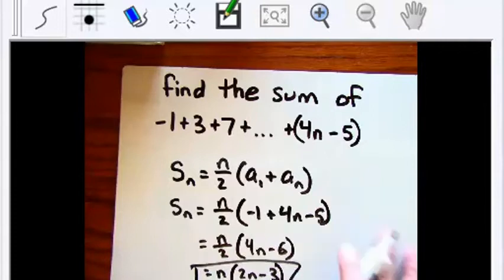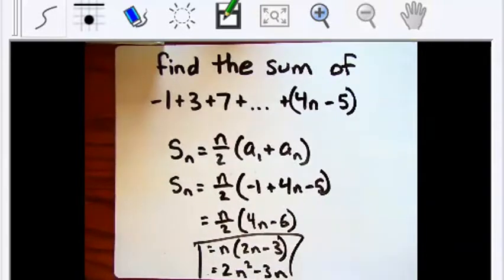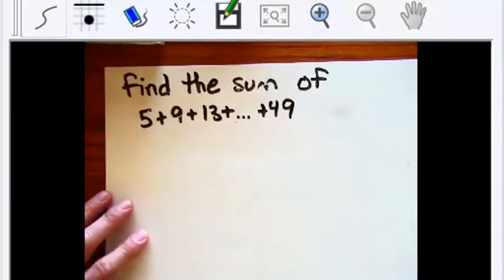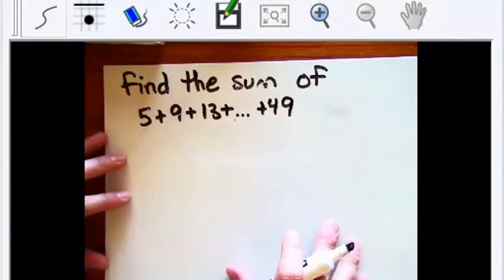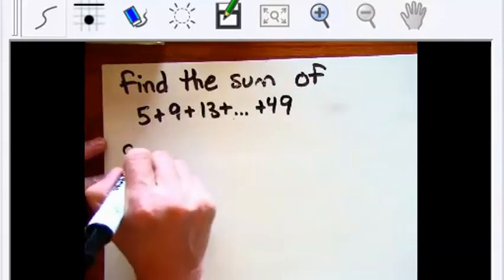You could check the back of the book to see what they have for that. Okay, and then here's the last one. Find the sum of this. So let's start with this guy again.